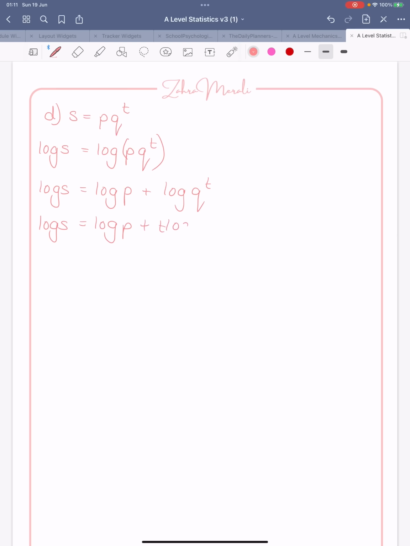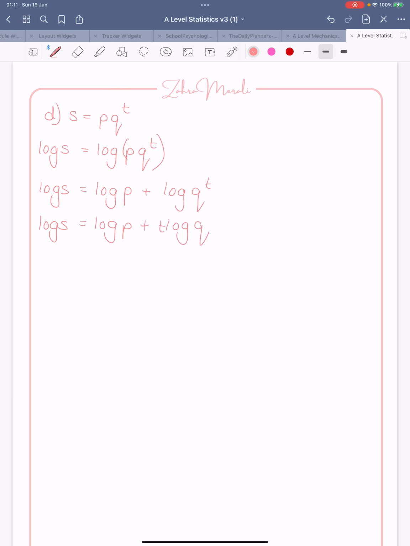Okay, so we can say s equals pq to the t. We're going to log both sides. Now, typically this means log to the base 10. You could do it to any base, but in stats, that's normally what we're using, unless it tells you otherwise. So then you've got log p. Remember, with logs, when you times them, you're actually adding them. And then also anything to the power can come down. So we get log s equals log p plus t log q.